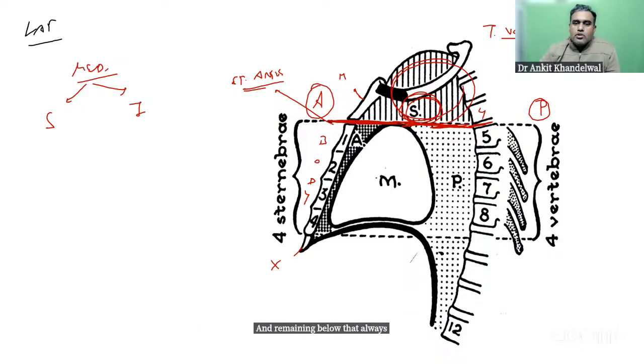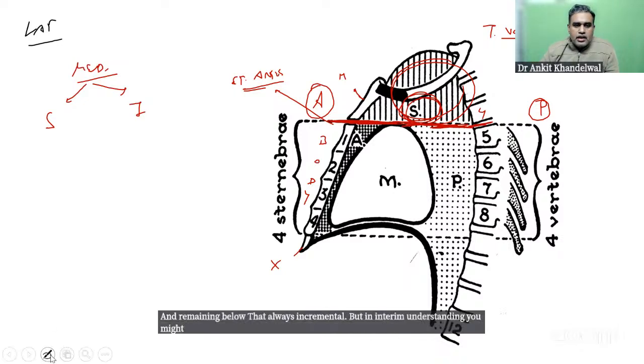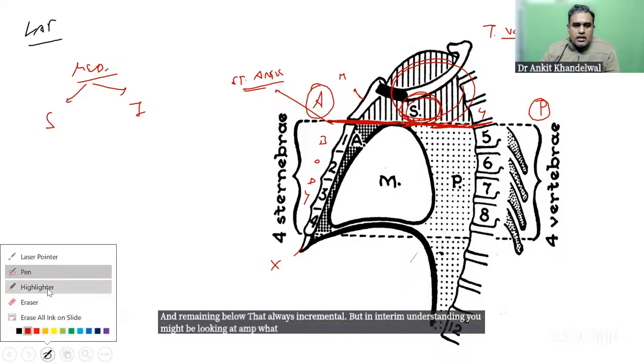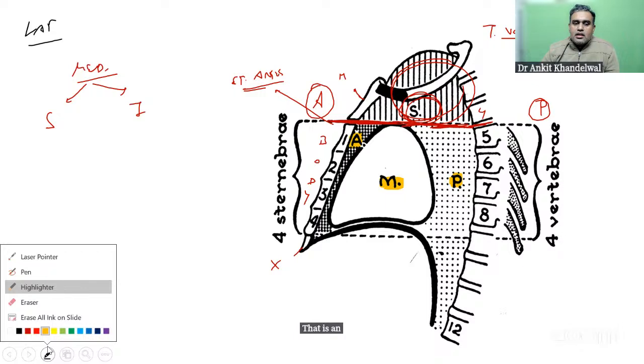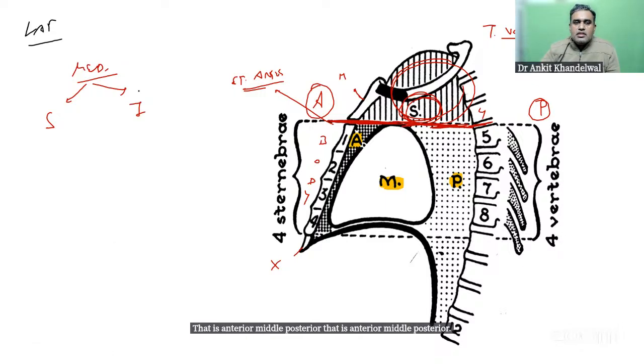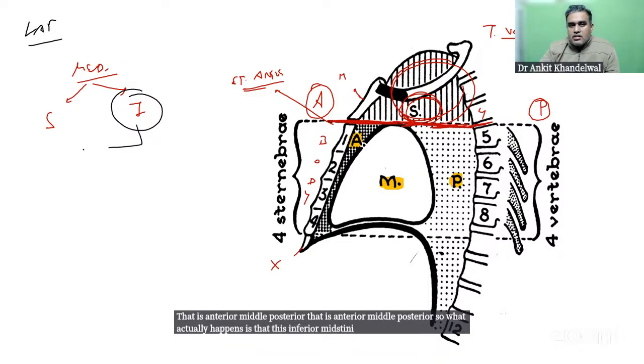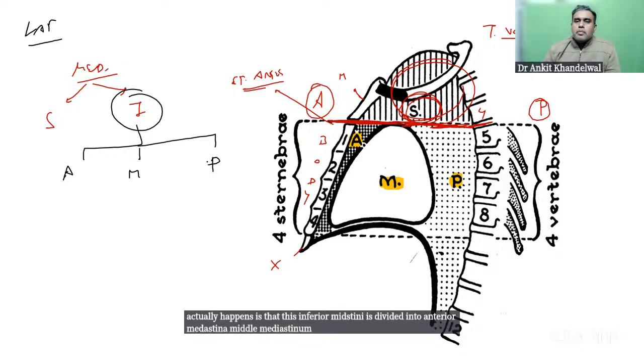But in inferior mediastinum, you might be looking at AMP. What is AMP? Just a second. AMP is this over here. A, M, and P. That is anterior, middle, posterior. So what actually happens is that this inferior mediastinum is divided into anterior mediastinum, middle mediastinum, and posterior mediastinum.